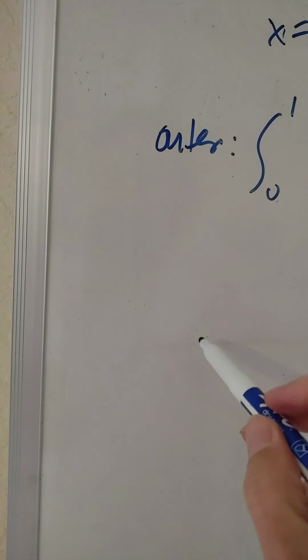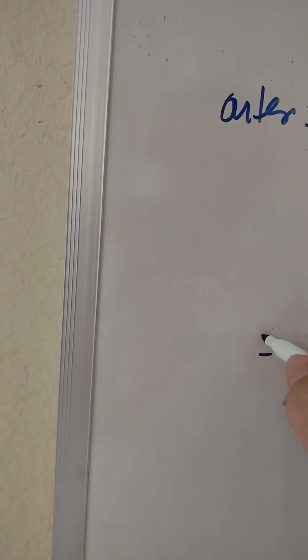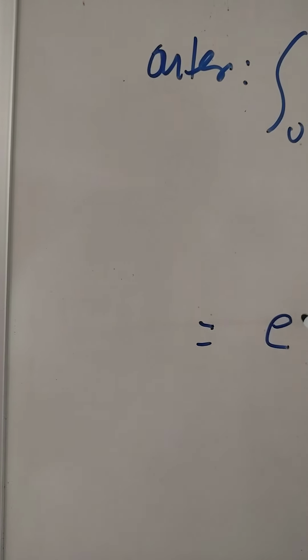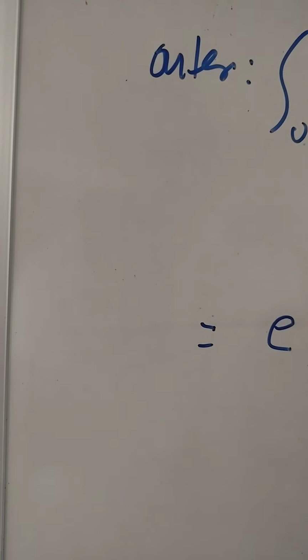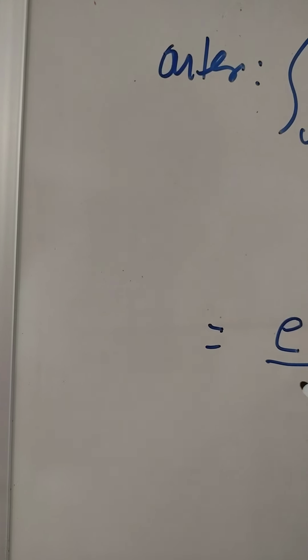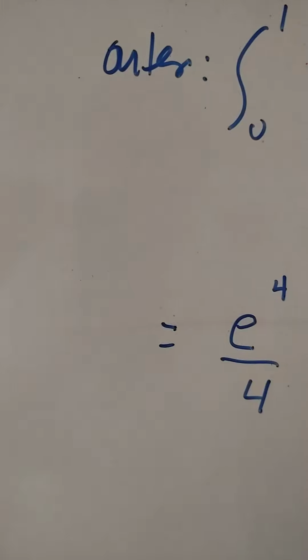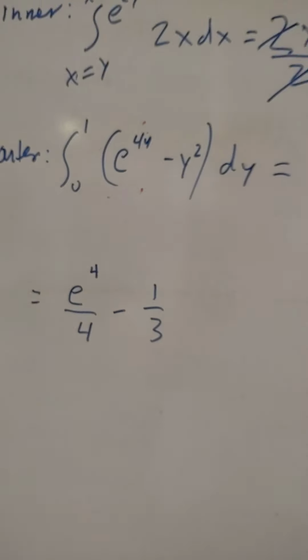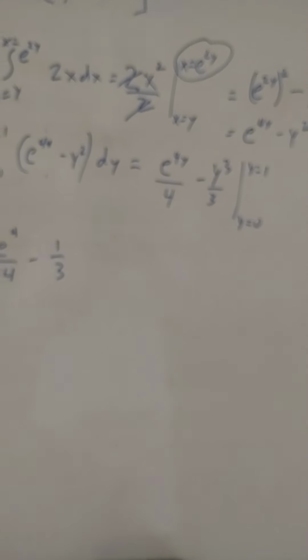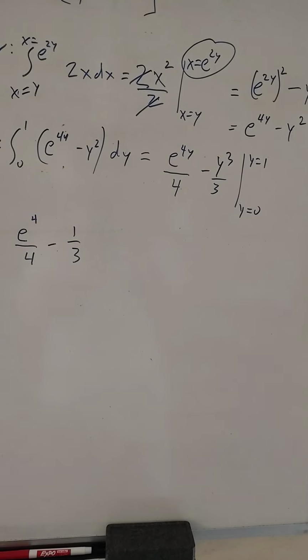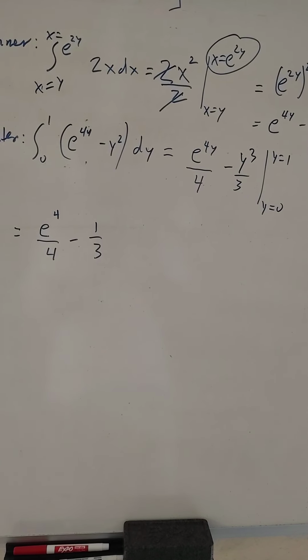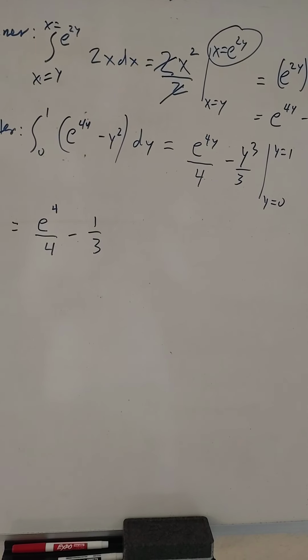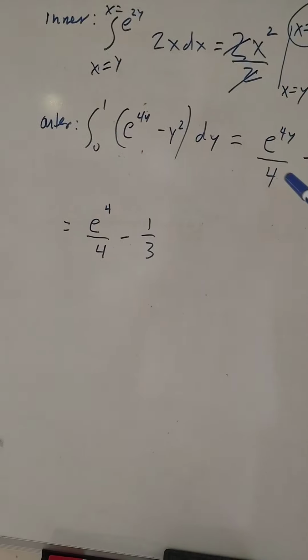So this is going to equal, wherever I see y's, I'm going to write 1. So it's going to be e to the, 4 times 1 is 4. So the exponent is going to be e to the 4th over 4 minus 1 cubed is 1 over 3. Let me just drop back so you can see what I'm doing here. So I let y equal 1, so you can see you got e to the 4th over 4 minus 1 over 3, inputting in there.